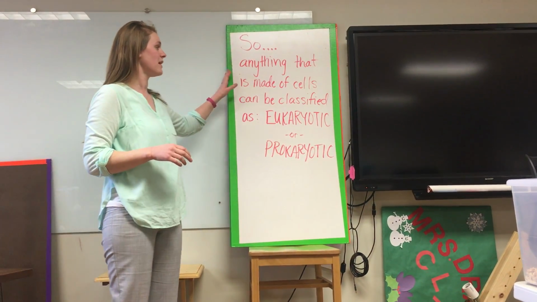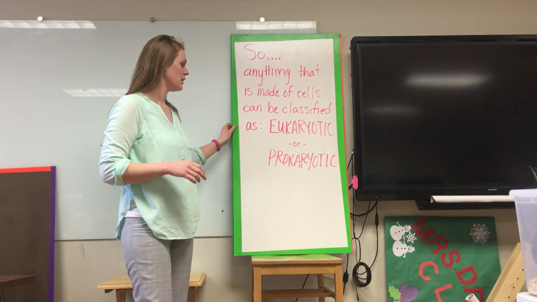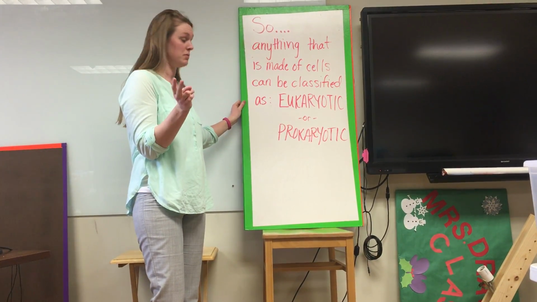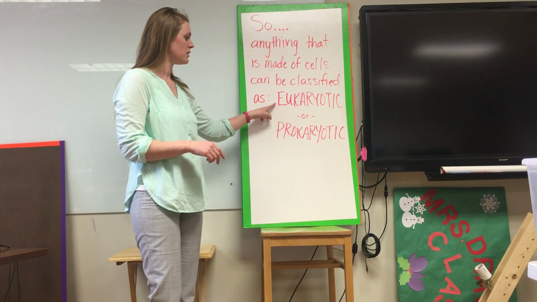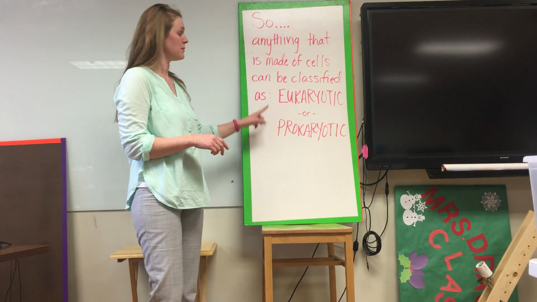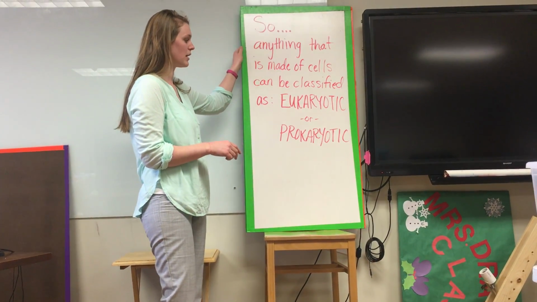We can infer from that anything that is made of cells can be classified into one of two categories, and you should remember these from 7th grade. Cells can either be eukaryotic or prokaryotic. Those are the two cell types. Today we're going to talk about eukaryotic cells briefly.